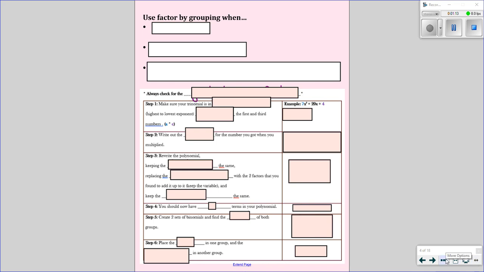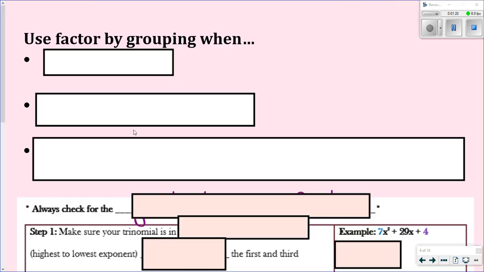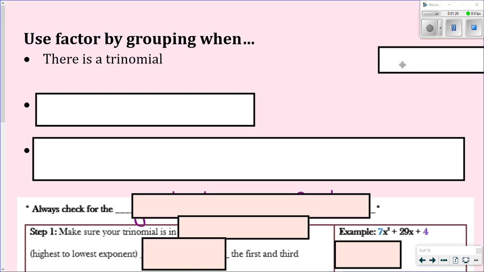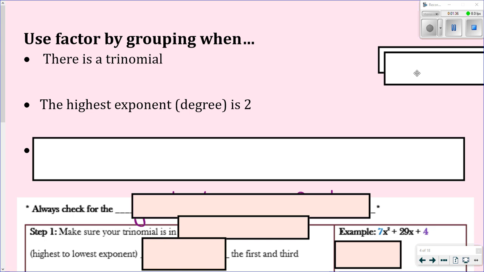When it comes to factoring by grouping, especially when we're dealing with leading coefficients, there are 3 things to consider. First, your polynomial is a trinomial. If you have 4 terms or 5 terms, then no, you wouldn't be able to use this method. Second, the highest exponent or degree is 2.